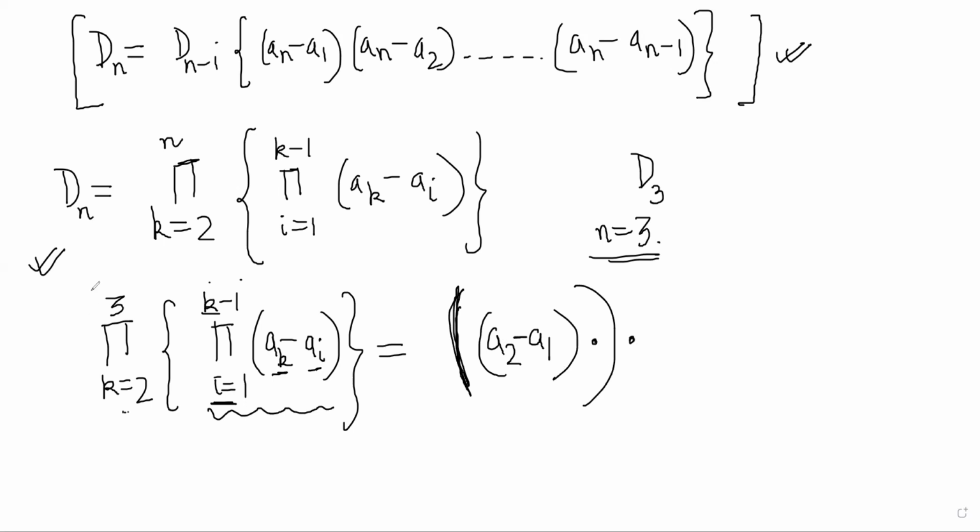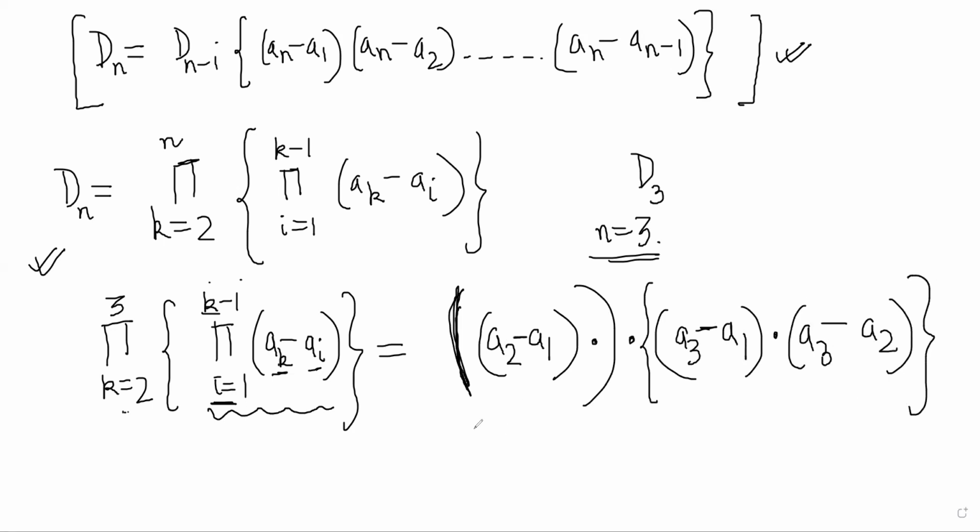And I have to multiply because outside also there is a product. A2 minus a1 multiplied by, if I put i equal to 1 here, I get a3 minus a1, and multiplied by, then i becomes 2, so it becomes a3 minus a2. Do you understand that this product of 3 terms is what I got earlier for D3?